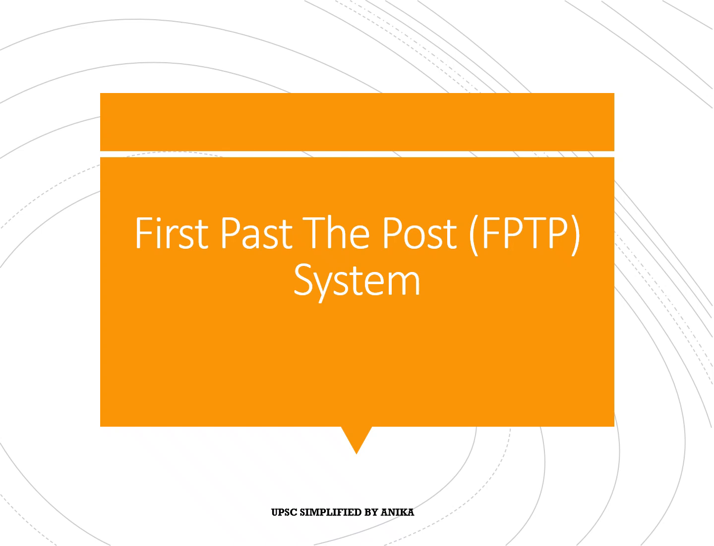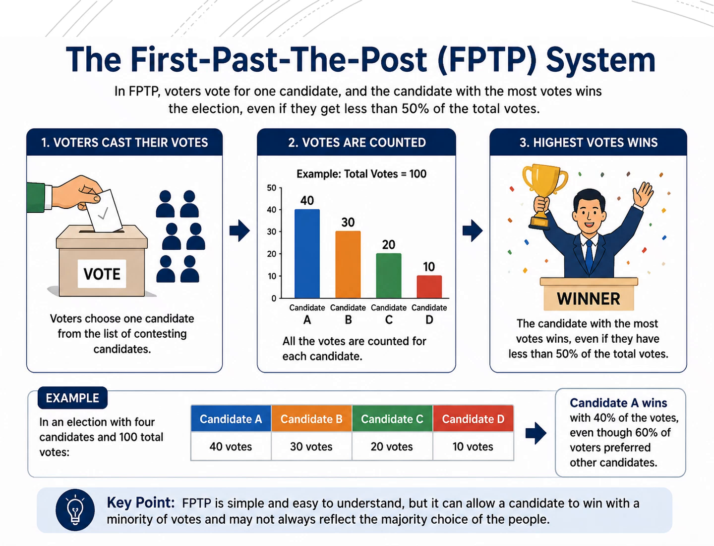Good morning, everyone. Today we'll discuss the first past the post system, which is one of the most widely used electoral systems in the world. It is also known as the simple majority system or plurality system. Countries such as India, UK, Canada, and the United States use this system for elections. In this lecture, we'll understand the meaning, features, working, merits, demerits, and significance of the first past the post system in detail. So let's begin with the topic.